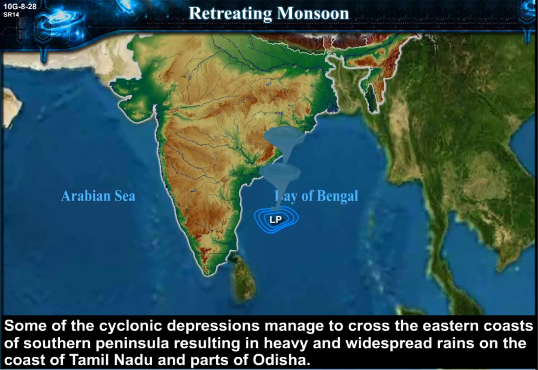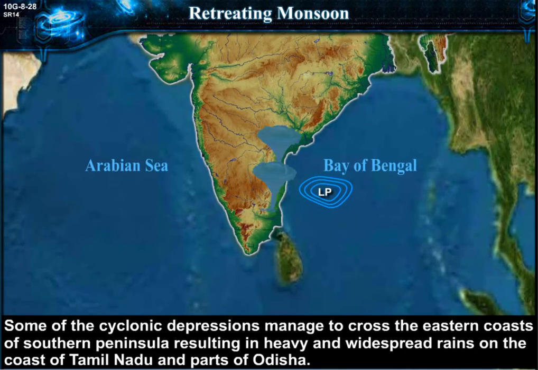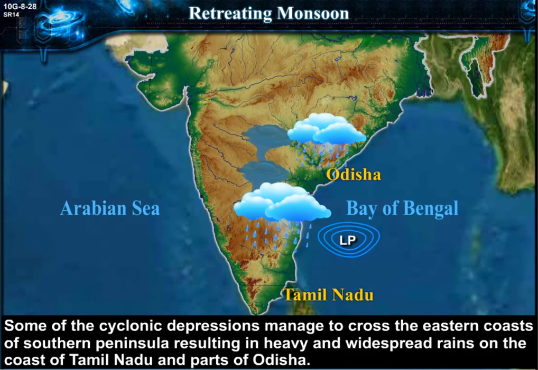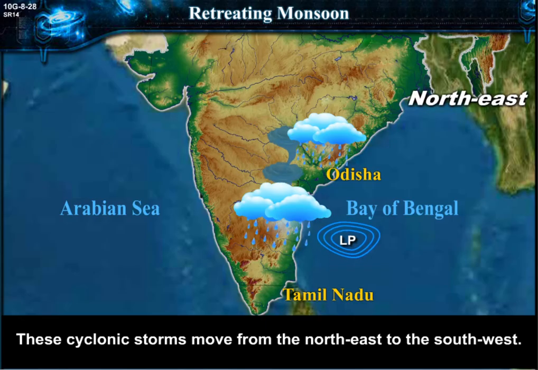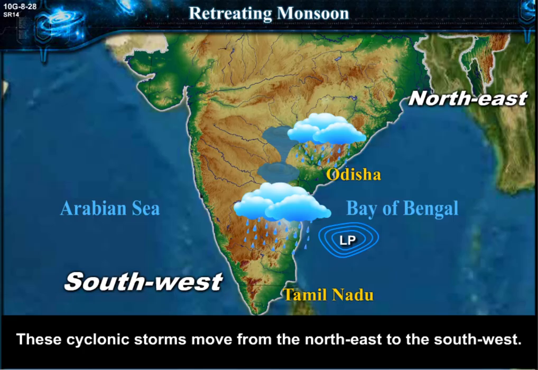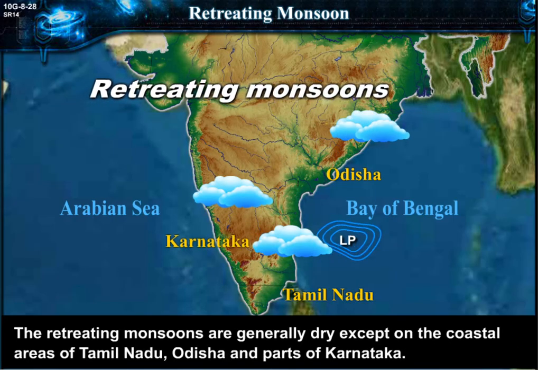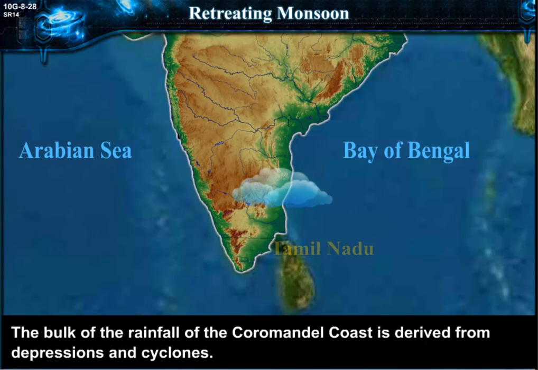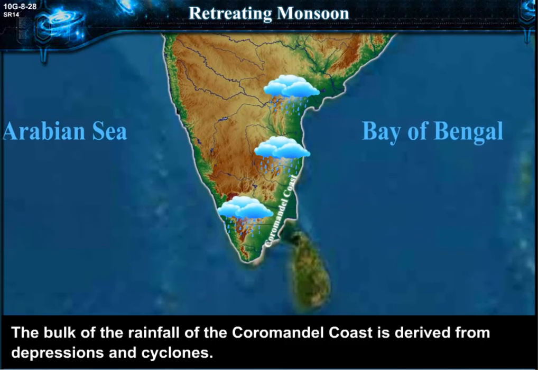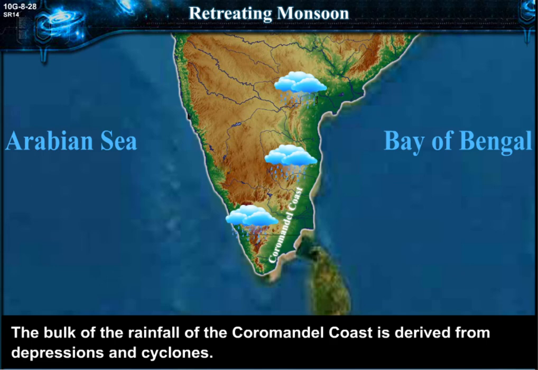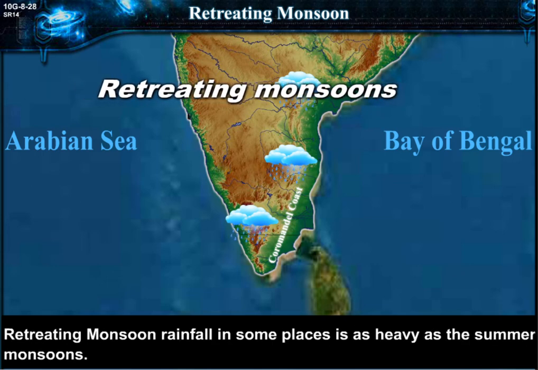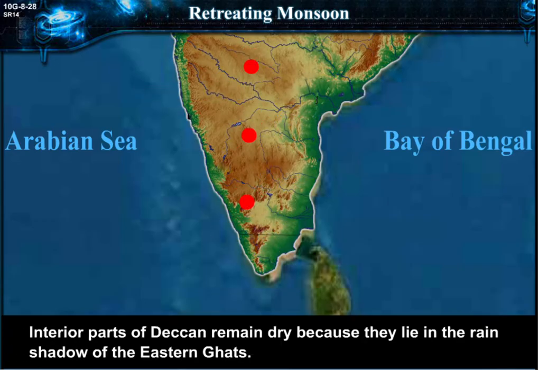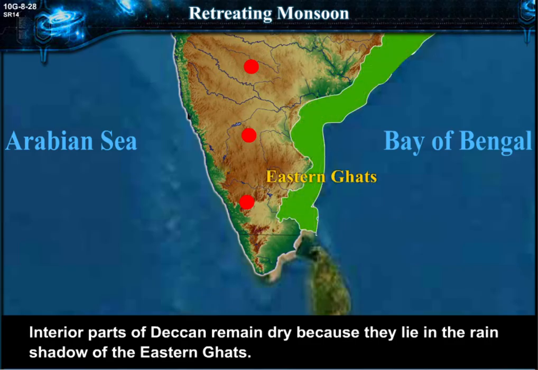Some of the cyclonic depressions manage to cross the eastern coasts of southern peninsula, resulting in heavy and widespread rains on the coast of Tamil Nadu and parts of Odisha. These cyclonic storms move from the northeast to the southwest. The retreating monsoons are generally dry except on the coastal areas of Tamil Nadu, Odisha and parts of Karnataka. The bulk of the rainfall of the Coromandel coast is derived from depressions and cyclones. Retreating monsoon rainfall in some places is as heavy as the summer monsoons. Interior parts of Deccan remain dry because they lie in the rain shadow of the Eastern Ghats.